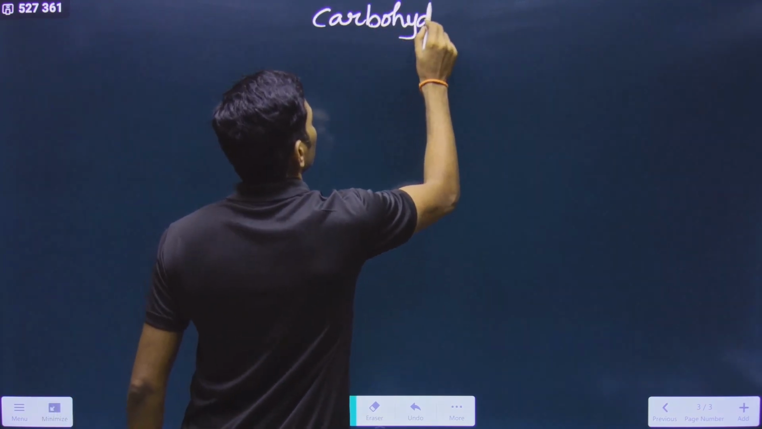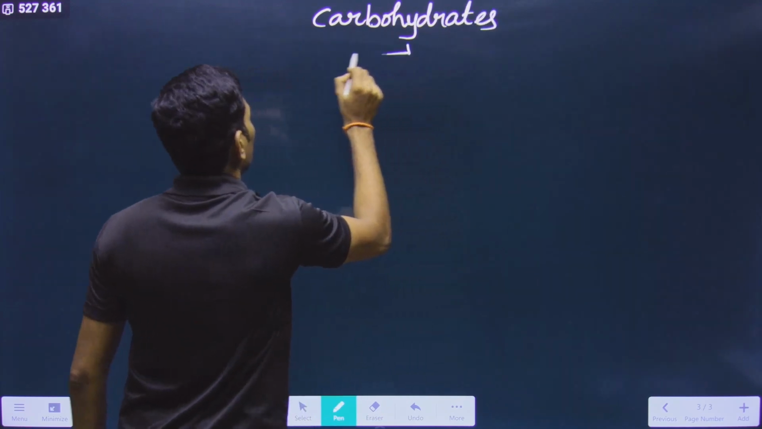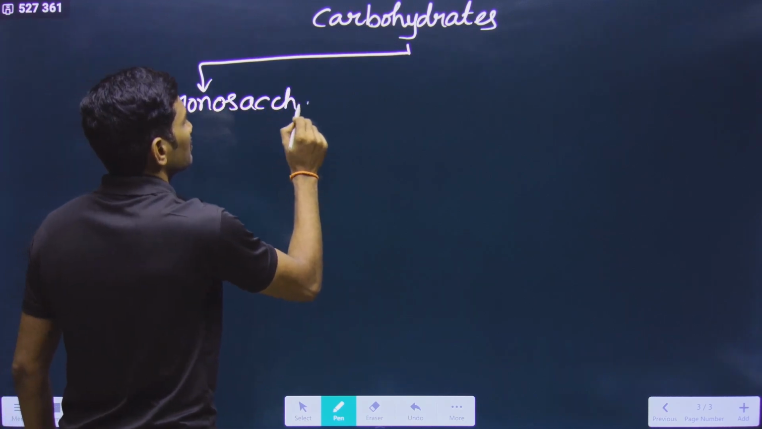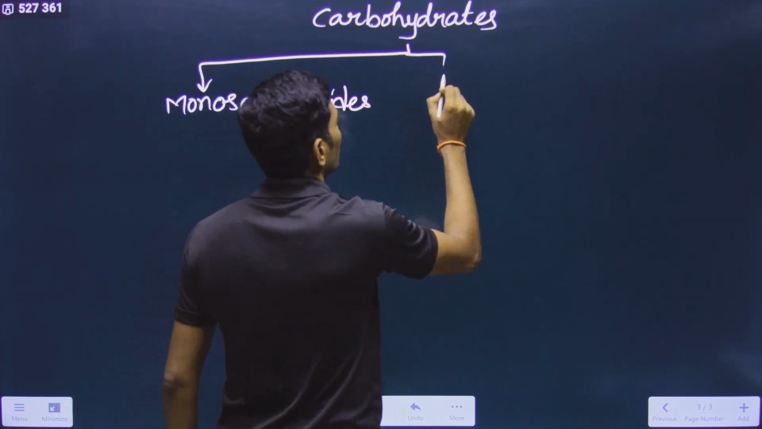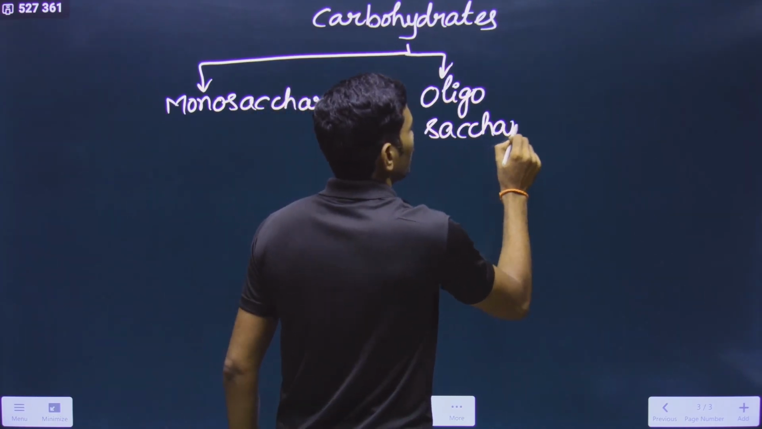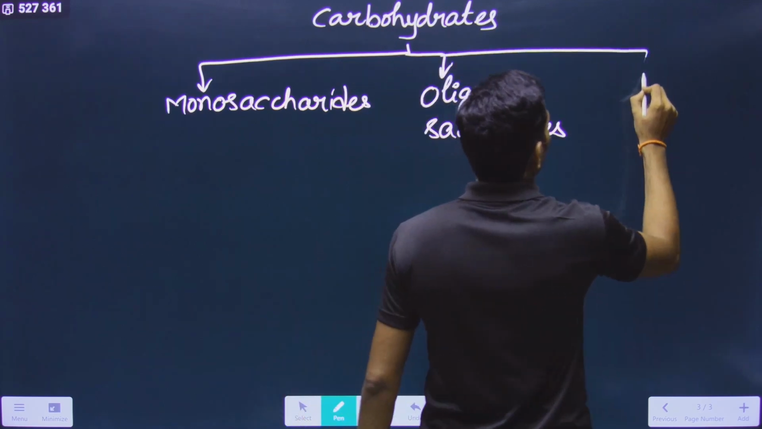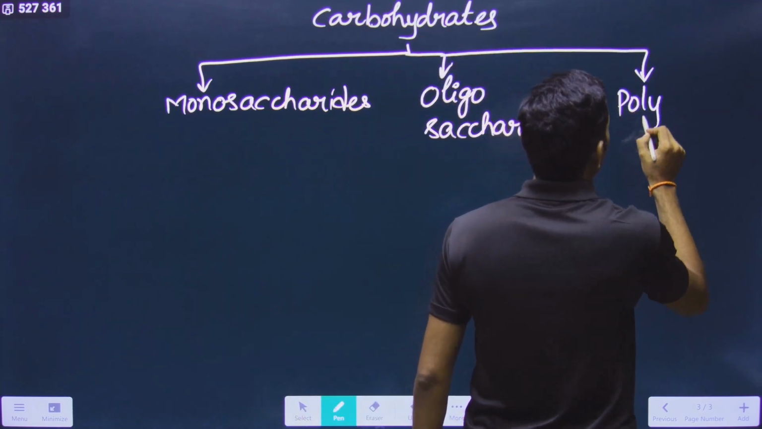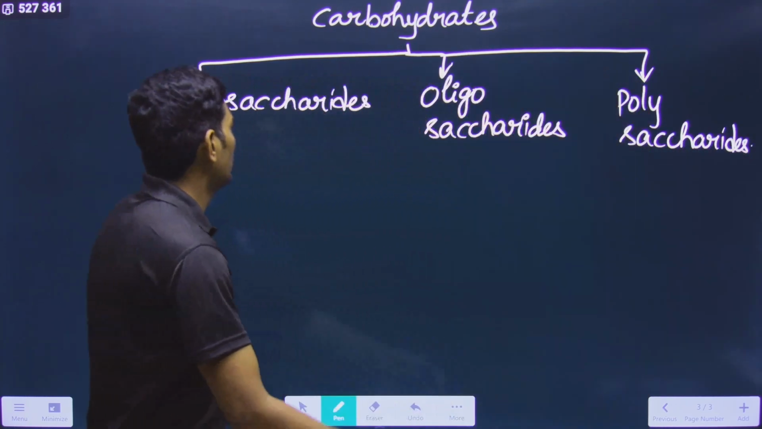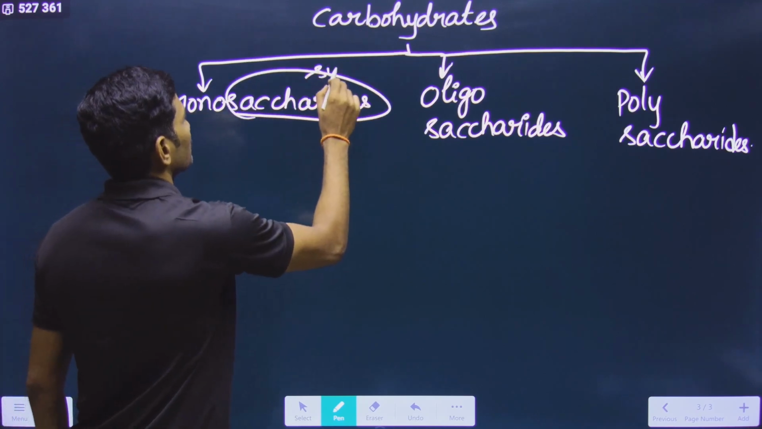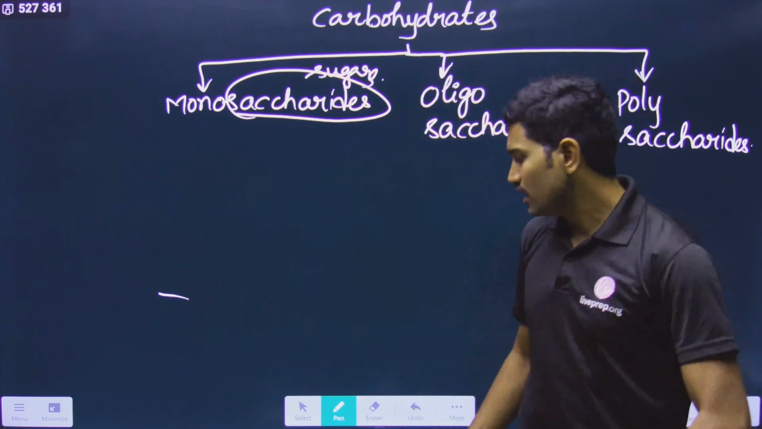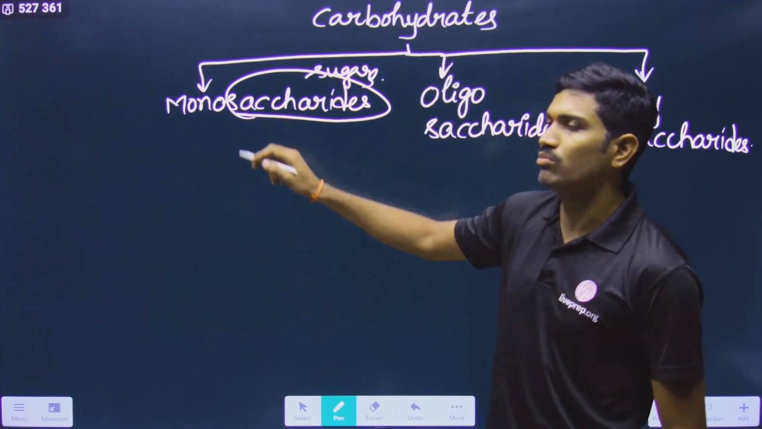These carbohydrates are classified as monosaccharides, oligosaccharides, and polysaccharides. Okay. Actually, what do these saccharides mean? Saccharides mean sugars. So monosaccharides: a single unit is present. That's why they are called monosaccharides.